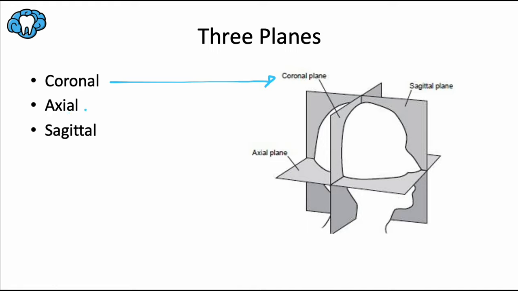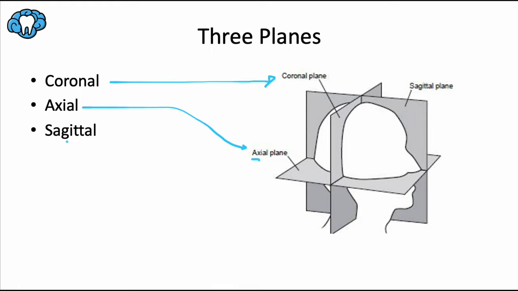The axial plane is shown here, and this is a horizontal plane that splits into a superior half and an inferior half. For this one, I imagine a woodcutter wielding their axe, chopping down a tree, and that axe is hitting the tree in a horizontal manner, the same plane as the axial plane.